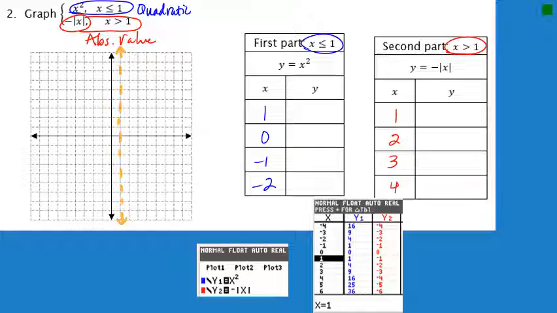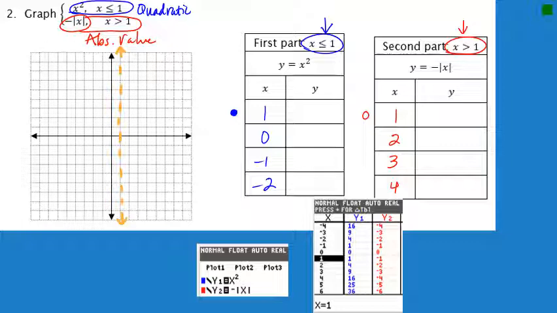And then the last thing we need to talk about before we take a look at the table is the open and closed circle business. So if you look here at this inequality sign that has the bar underneath it, that means this one will get a closed circle. And this inequality here does not have the bar, so this is going to be an open circle. So now I'm going to take a look at my table.